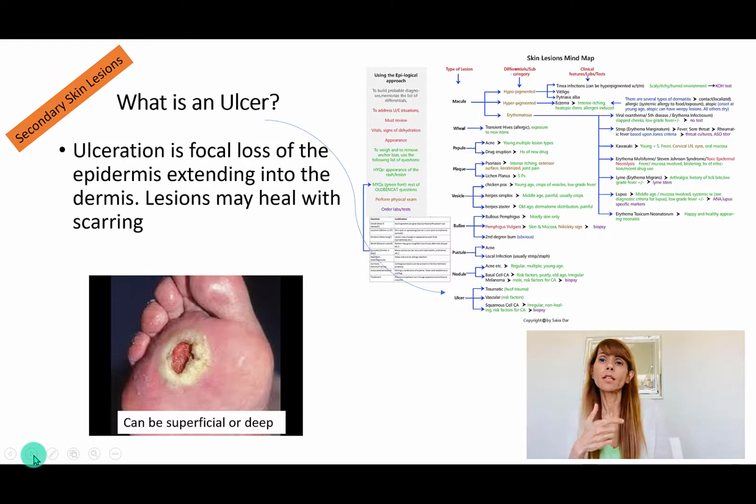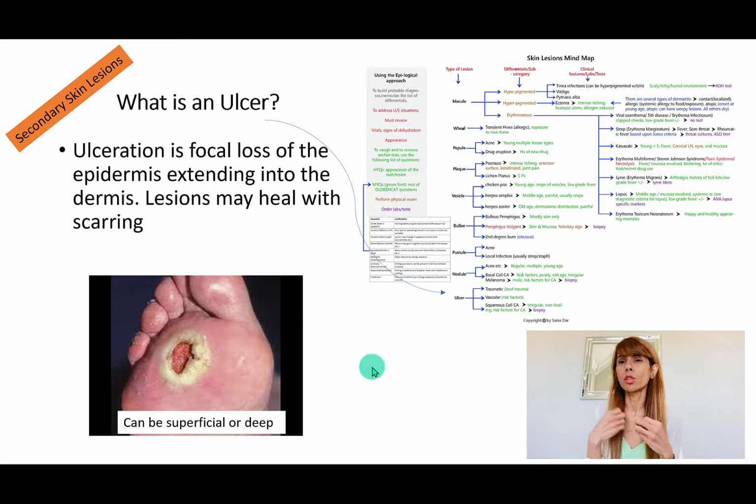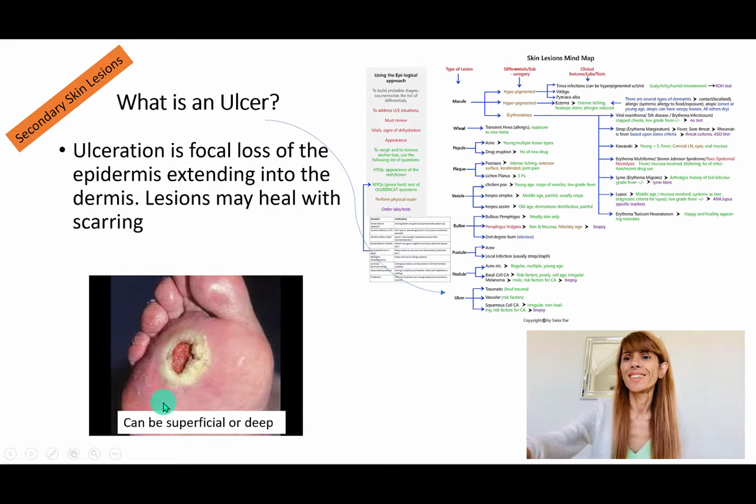So what is an ulcer? An ulcer is loss of epidermis extending into the dermis. So whenever there is an ulcer, there is deeper loss of skin integrity. So both epidermis and dermis are involved. So whenever we see that, the skin is going to heal to maintain its integrity naturally, and then it will form a scar. And ulcer is on the mind map because there is differential diagnosis associated with ulcer. And of course, we already discussed them, like the squamous cell cancer and other types of things. But this is basically how we define an ulcer.